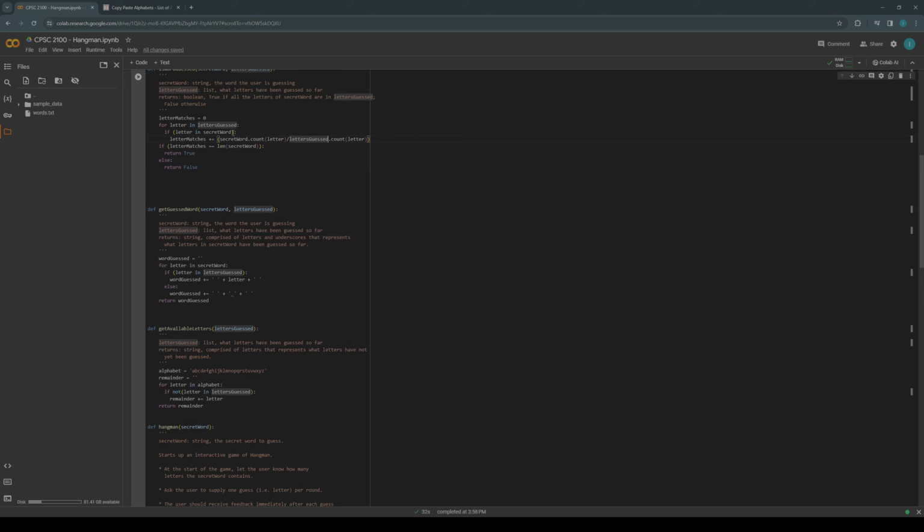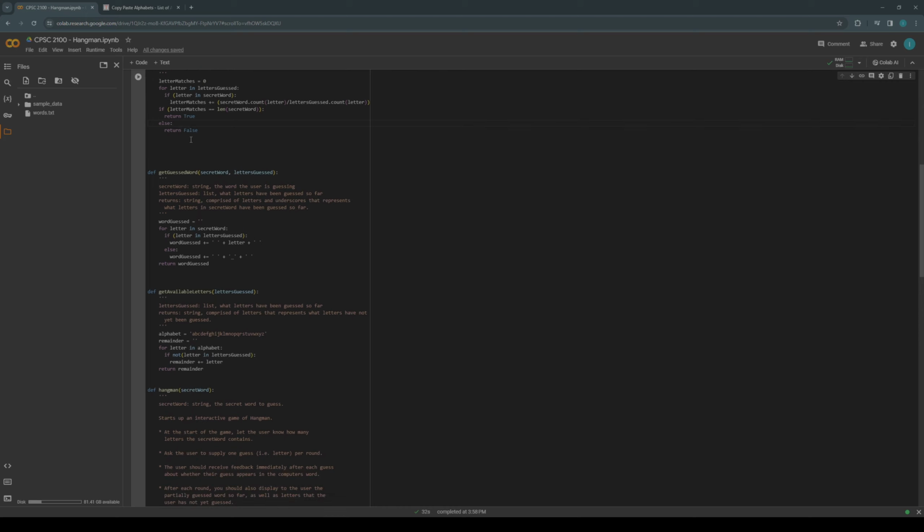After looping through the for loop and you get out, you want to check to see if the letter matches equals the length of the secret word, because if that equals the length of the secret word, then obviously you have the same number of letters in the letter matches as you have in the letters of the secret word. So yeah, your guesses are true. You have a letter for each letter in the secret word. If that's not the case, then you just return false. You did not guess the word correctly.